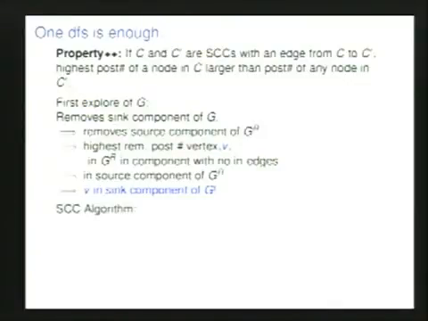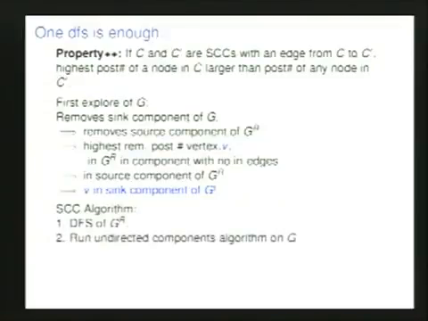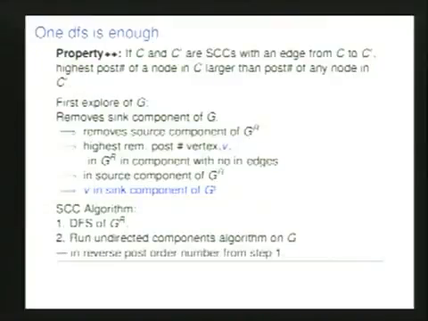So what's the algorithm? I run DFS on GR and compute the post-order numbers, and then I just run the undirected connected components algorithm in G in reverse post-order number from step 1. Okay?